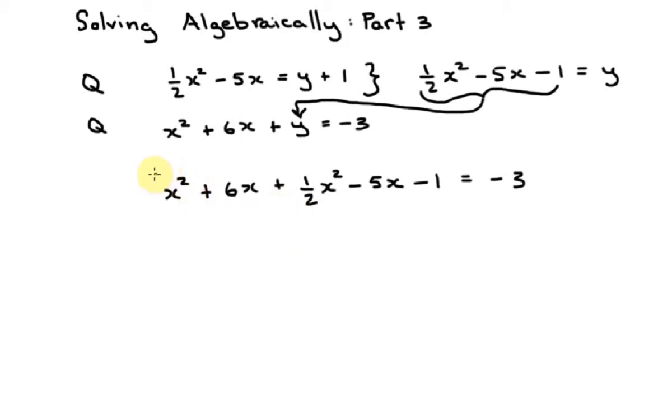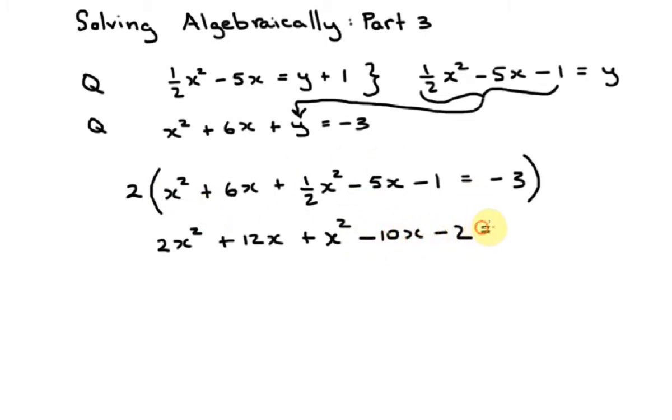All right, now I see here I've got some fractions. So maybe the very first thing I'm going to do is multiply everything by 2. And that way I can get rid of all the fractions. Well, there's only one, but get rid of it. So 2x squared plus 12x plus, now the 2 times that 1/2 would cancel. So I just have an x squared, then I have a minus 10x, then a minus 2. And over on the right side, I'm going to have 2 times -3, so -6.